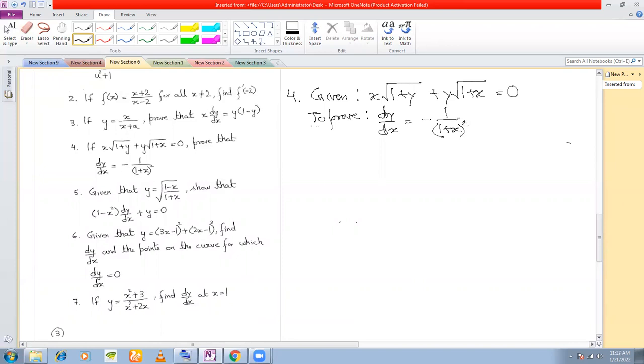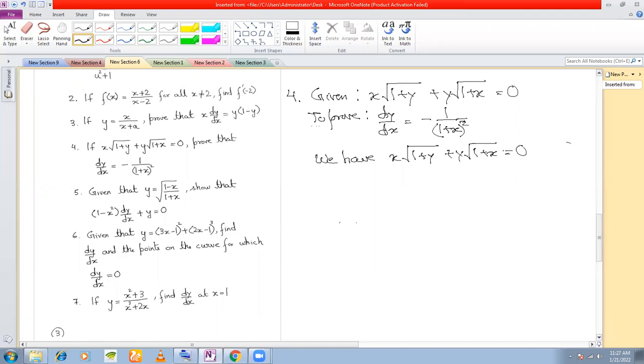Now, if you know a little bit of advanced differentiation, this should not be a problem actually. But since we are just starting differentiation, this is the way we should be proceeding. So what you do here first is you start with the given function. So we have x root 1 plus y plus y root 1 plus x is equal to 0. Okay, this is what is given.